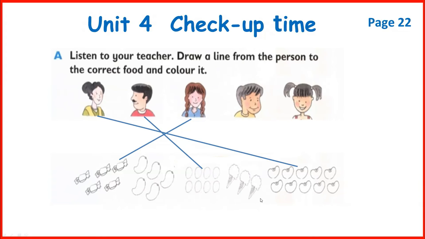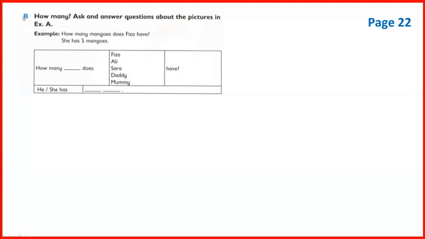1, 2, 3. Match. And now the last one, Fiza. Fiza has 5 mangoes. 1, 2, 3, 4, 5. Match. Hurry up. Now question B. How many? Ask and answer questions about the pictures.